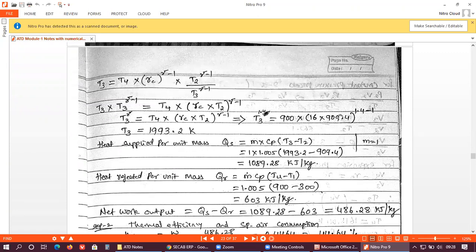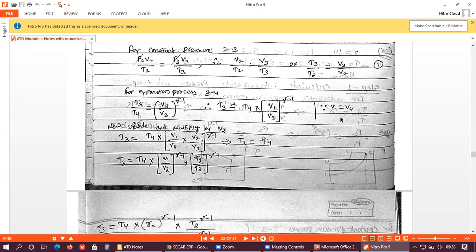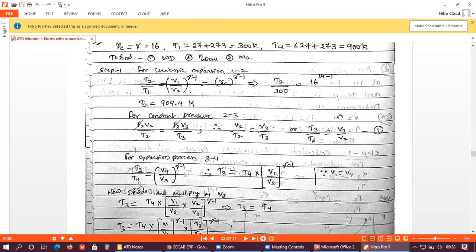So now we'll go with this. First we'll find out the intermediate temperatures. First we'll go with the isentropic expansion process from 1 to 2, which is given by T2 by T1 is equal to V1 by V2 raised to gamma minus 1. Okay, it is a compression process, so let me correct it. It is the isentropic compression process, not expansion.